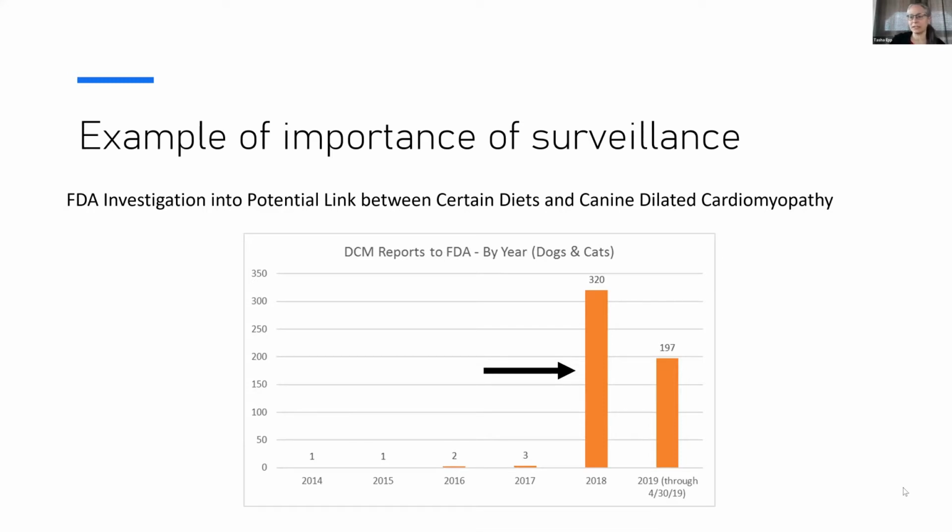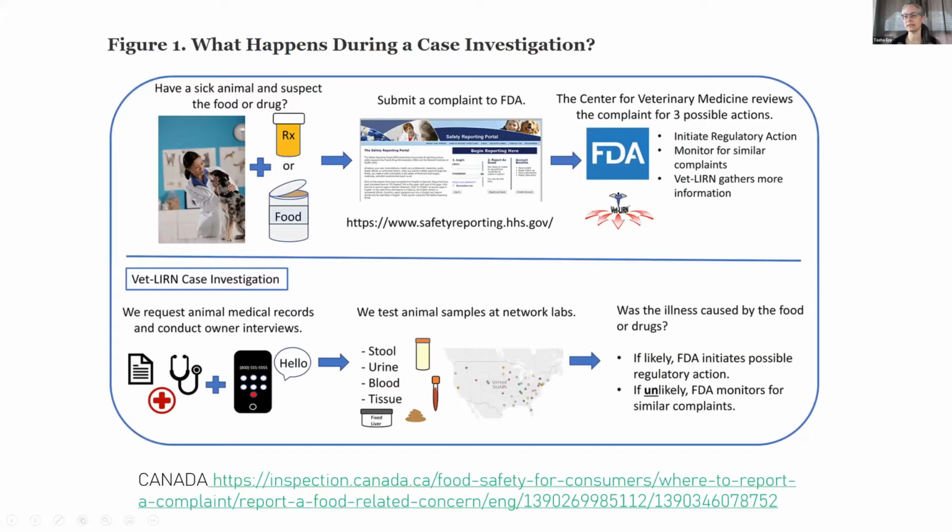So what is the surveillance? This next slide gives you a picture of what the system is and how it's set up, specifically in the US. If there's a sick animal that's suspected of having an illness due to a food or drug, that can be submitted as a complaint through the online reporting system. This is a reporting system for both animal and human cases, in which there is suspicion of some kind of food or drug component to the illness.